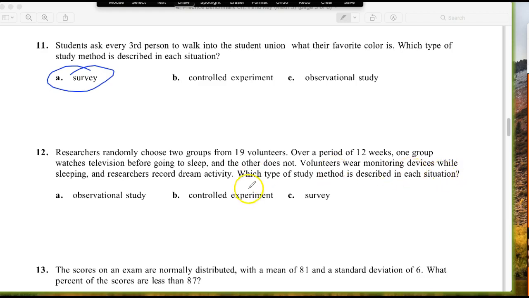So this one would not be the observational study necessarily, because that's where you wouldn't affect their normal environment, but you are. You're not surveying them. You're doing a controlled experiment. You give all the volunteers monitors, but one group watches television and the other doesn't. So you're controlling one group by having one activity and another group doing another activity. So that would be B, controlled experiment.